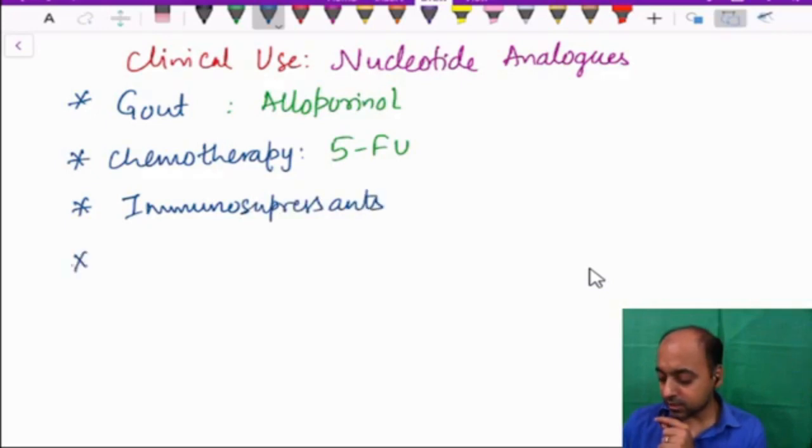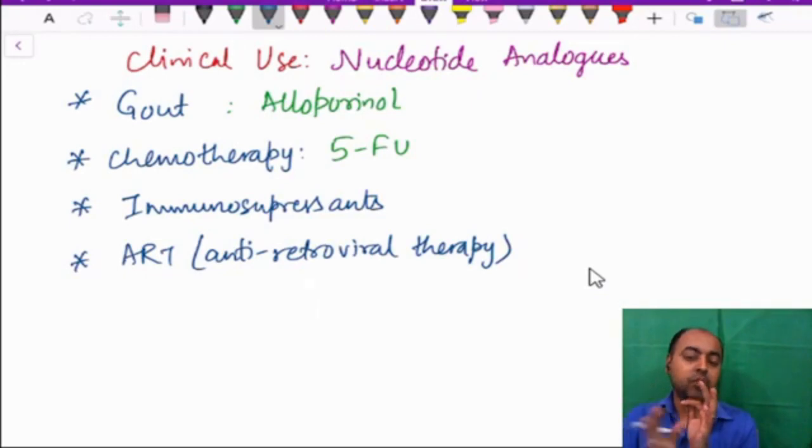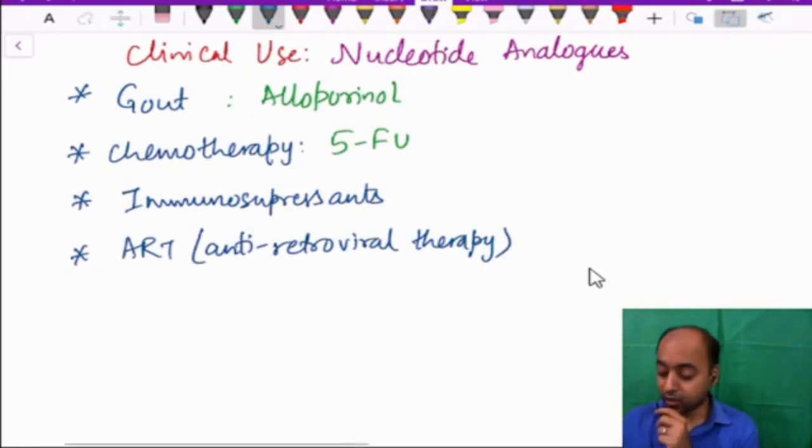Lastly, recently they have also been used for the purpose of antiretroviral therapy, commonly known as ART. We'll discuss the nucleotide analogs in great detail in the pharmacology section, because they form the backbone of the chemotherapy for the treatment of cancers. So we'll discuss the nucleotide analogs when we are doing the pharmacology section. Okay, so these are the clinical uses of the nucleotide analogs.